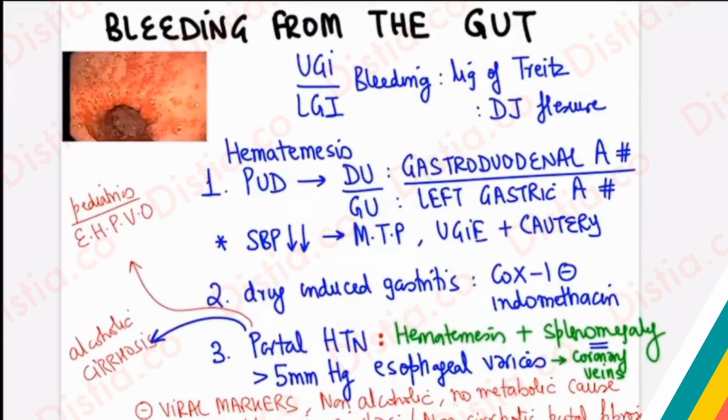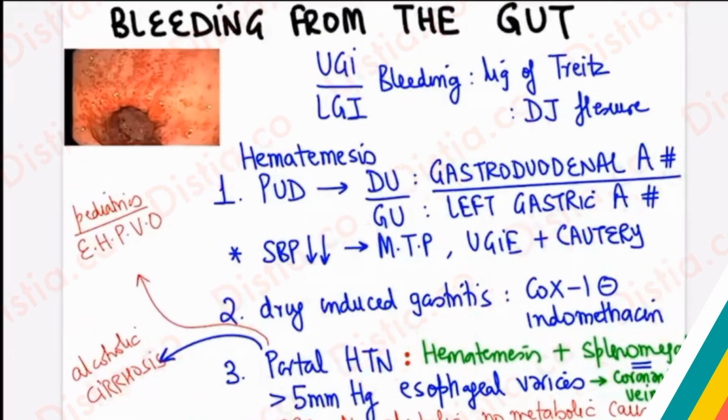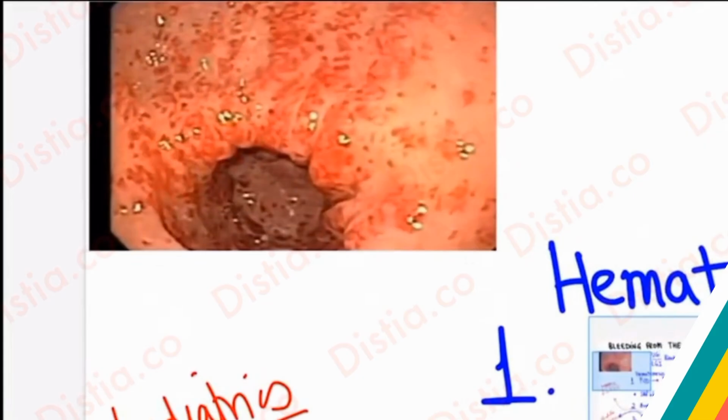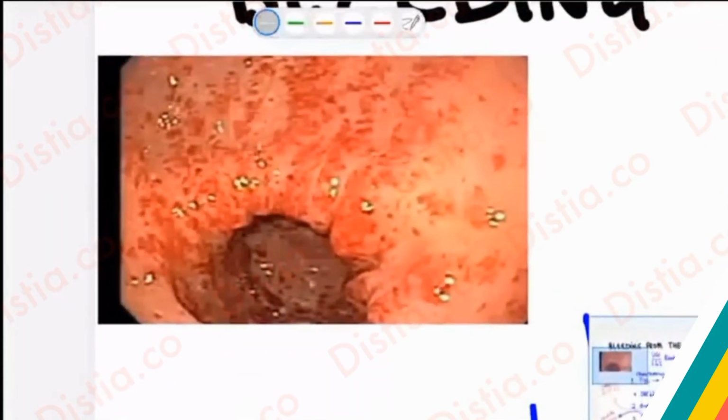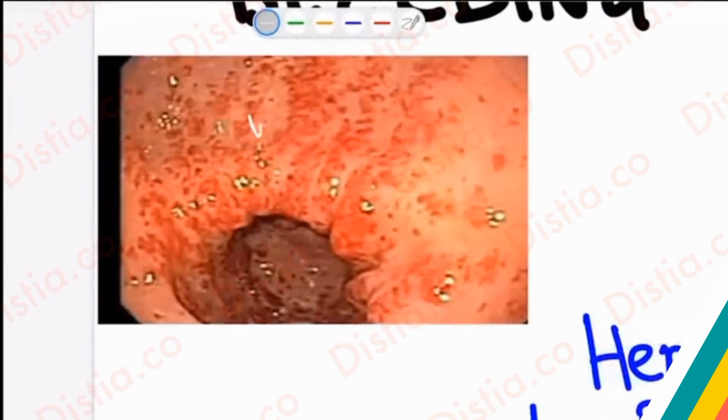In fact, I gave you a hint by showing an image right in the starting when I was asking you what is the least common cause. You can see this appearance, no? The hint I gave you in the starting of this lecture was this particular image. This that I've shown before you is called watermelon stomach, and this would be seen with a condition called GAVE, that is gastric antral vascular ectasia.